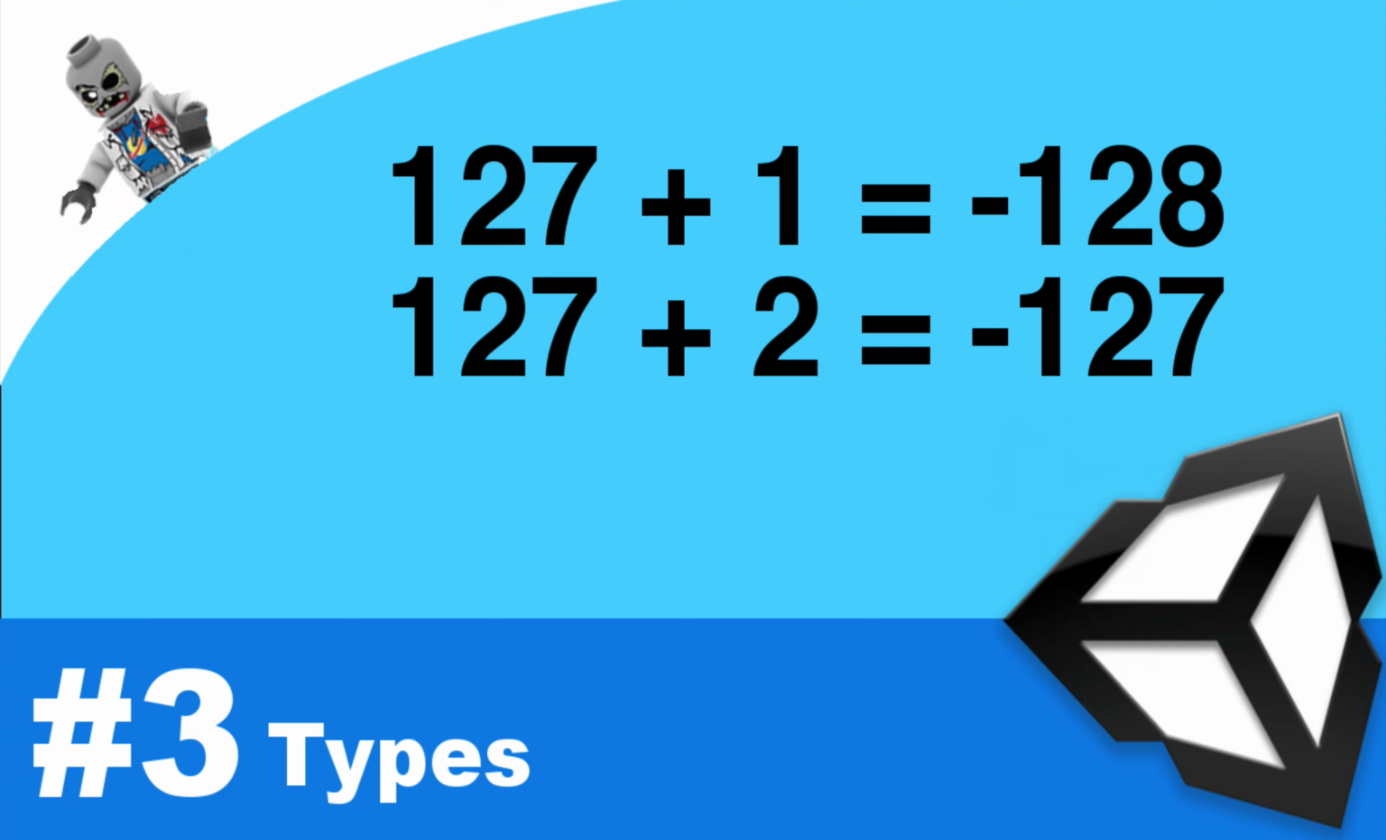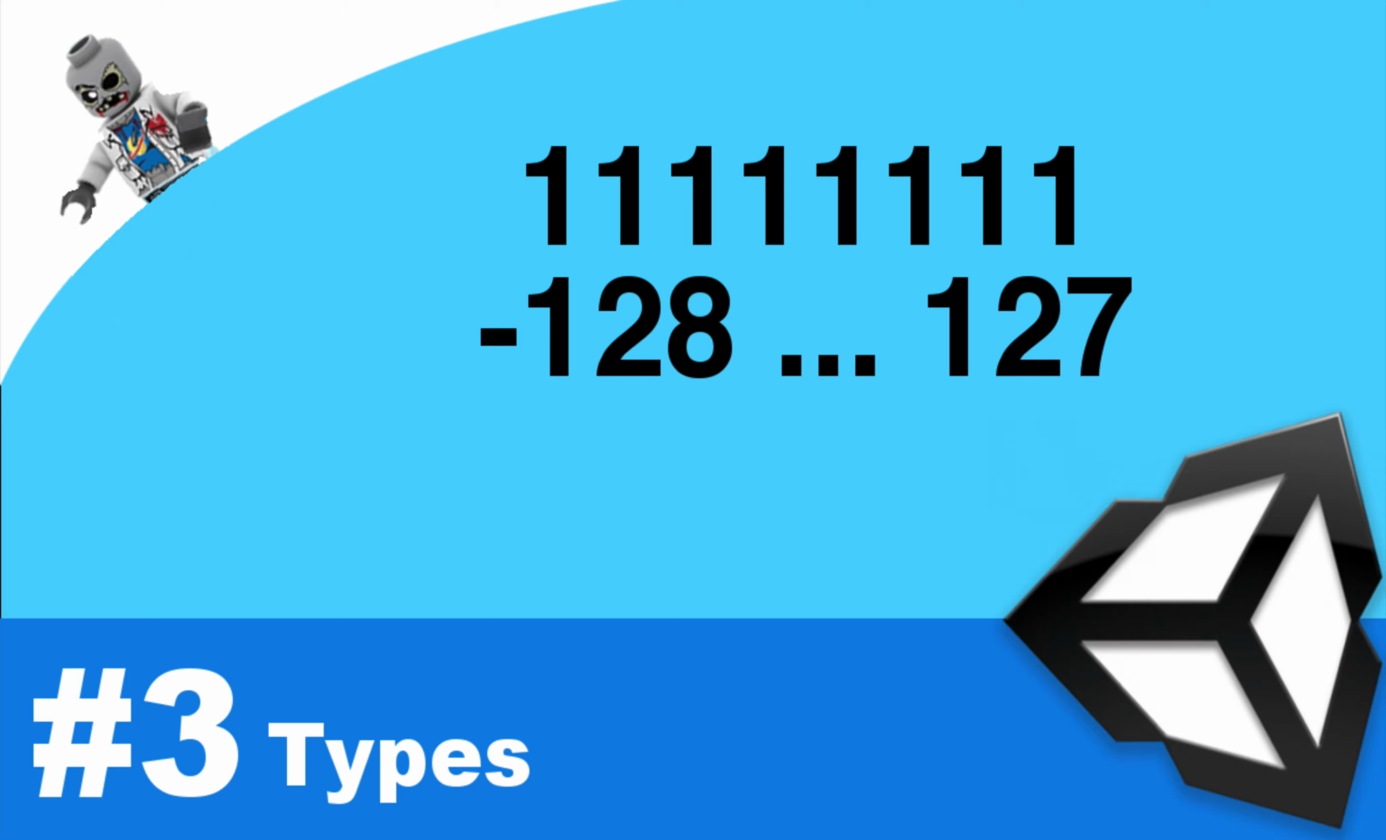Now let's take a look back at this byte again. As you can see, we have our byte representation of 127 and then negative 128. So how does the computer know if a number is positive or negative? Well, it determines that from the far leftmost bit. If that bit is 0, then the number is positive. If the bit is 1, then the number is negative.